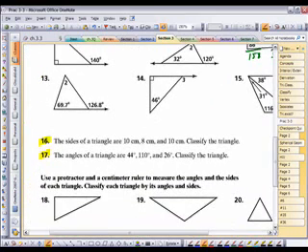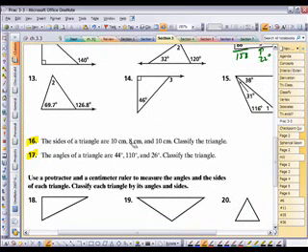Okay, finally 16 and 17. If the sides are 10, 8, and 10, two of them are the same. So this is going to be an isosceles triangle. And here we have one obtuse angle, so that's going to be an obtuse triangle.